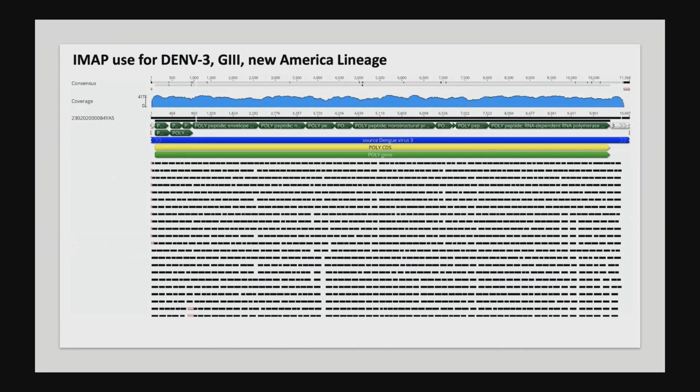As I told you, the first genomes were sequenced using VSP, but after we had those genomes as reference, we designed an amplicon-based approach using IMAP, and now we have other genomes that were recovered using this strategy. As you may see here, we can also sequence almost the entire dengue 3 genome using this strategy.